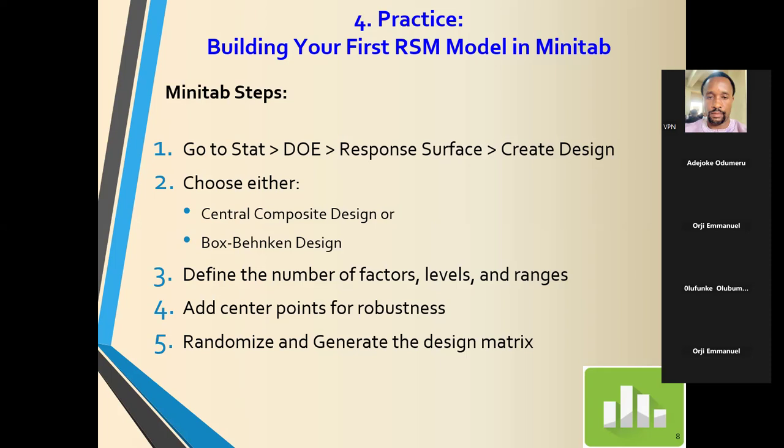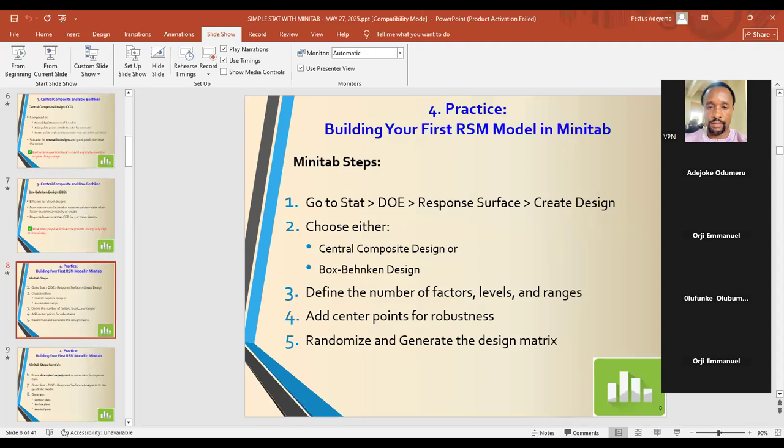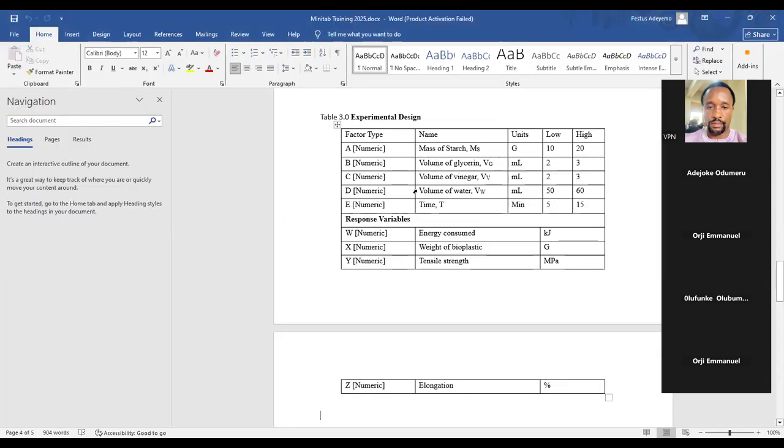So I'm going to use that as a case study to learn the Box-Behnken design and how we reported it. Next, you define the number of factors, levels, or range. Then you add your center points for robustness, randomize, and generate the design. The data is already dropped in the community, so let's pick our data at Table 3. This is what we're going to follow to generate the Box-Behnken.